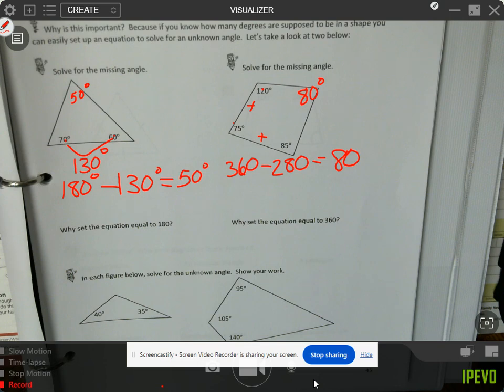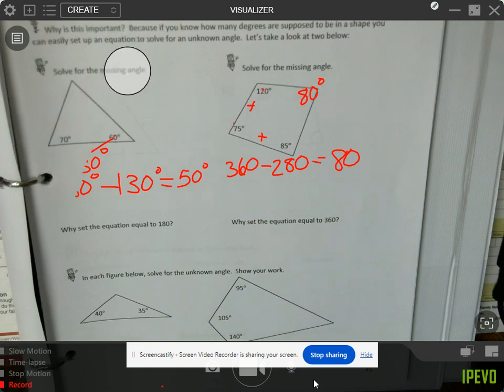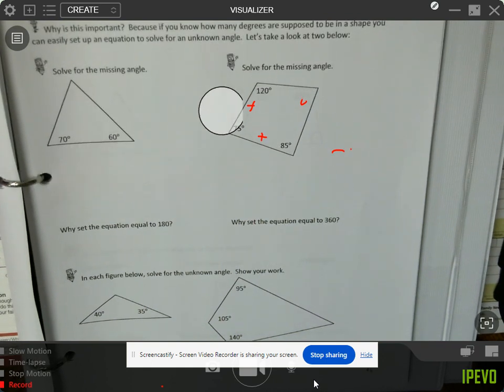Same answer. Why set the equation to 180 degrees if it is a triangle? Jude? Because all triangles have 180. All triangles equal 180. Why set the equation to 360 for our quadrilateral? Will? All quadrilaterals equal 360 degrees. Important numbers to know.